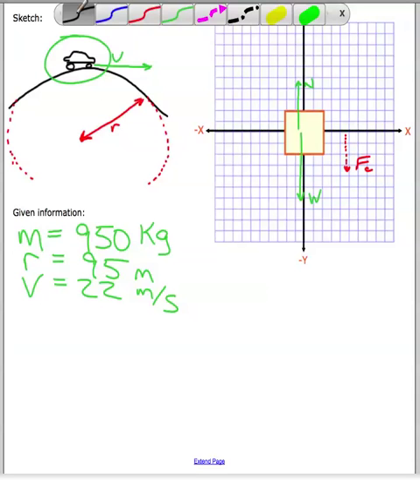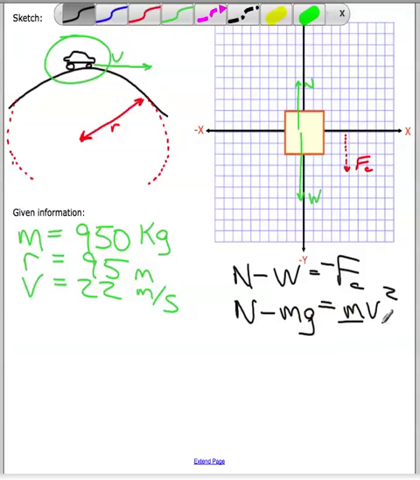We have our given information. We can say that the normal force minus the weight is going to be equal to the centripetal force. It is important to recognize that, based on the way we've drawn the sketch, that leftover force, the centripetal force, is in the downward direction and therefore needs to be negative. We'll see that come into play in a bit. We can expand these terms and say that the normal force minus mg is equal to mv squared over r. Now we have our equation, and we're solving for the normal force N.